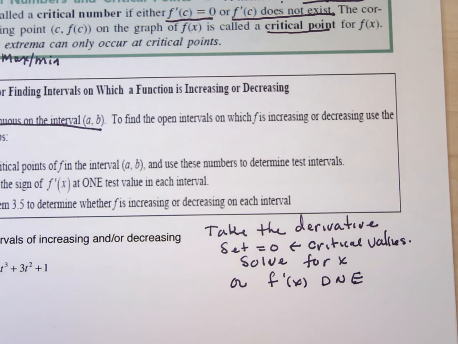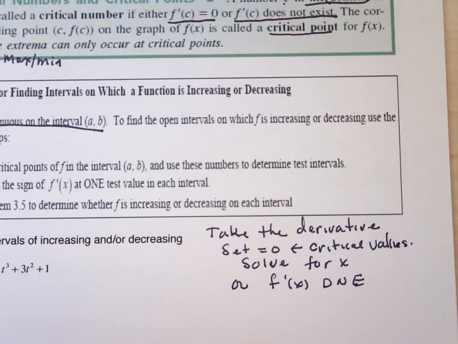Now we'll talk about that when we get to it. Right now we've got things that exist, and I'll show you why something would not exist when we get to a problem. So what it says, find the intervals of increasing or decreasing. Take the derivative, set it equal to 0. That gives you your critical numbers.